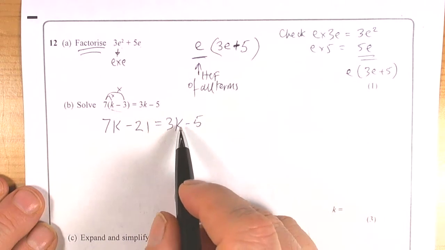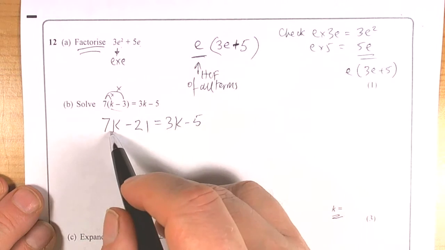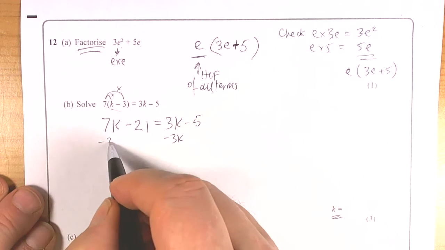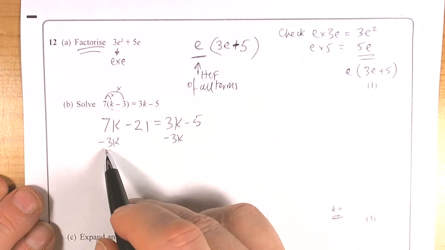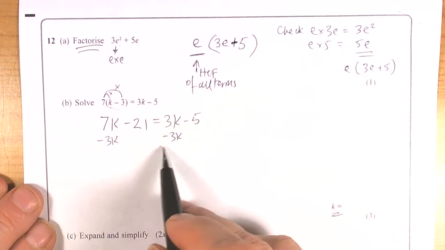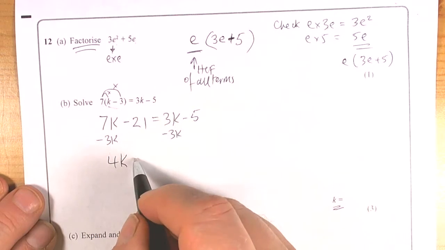The purpose is that we want k equals. The answer line gives you the clue, so I need the k terms to be on one side of the equals, so I'm going to subtract 3k from both sides. I'm subtracting 3k because that'll leave me with positive k's. If I subtracted 7k, it would work, but I'd end up with negative 7k's to deal with. I much prefer to keep things positive if possible.